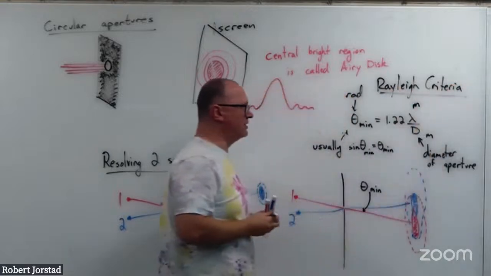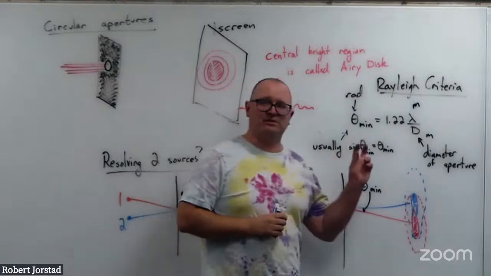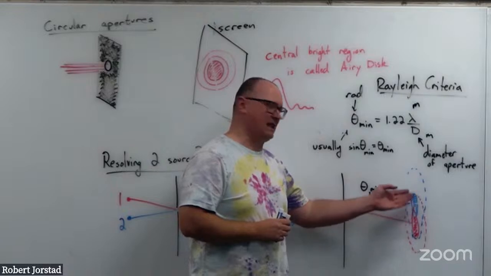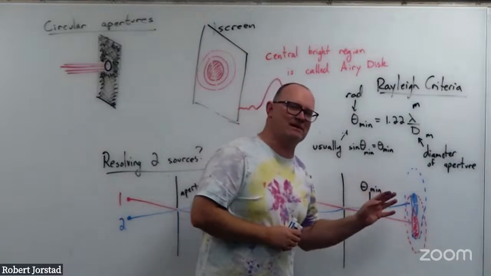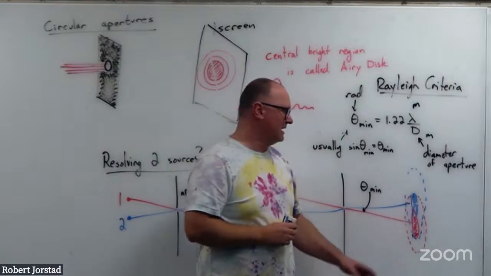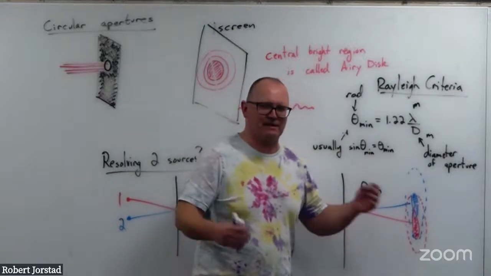So that's usually what people have decided to agree upon as two sources being just barely resolvable, right? This kind of looks like a big blob over here. And so you're saying, yeah, it's a big blob, but I can just barely tell the difference between this being two blobs versus one big blob. Any smaller angle than this, it basically looks like one big blob that you can't distinguish at all.